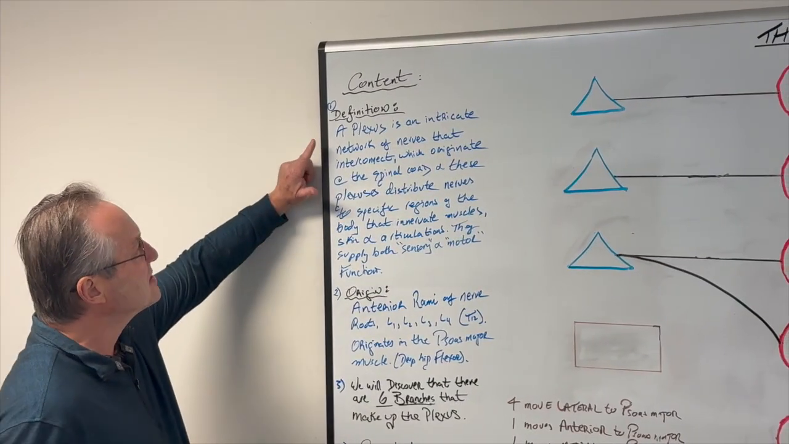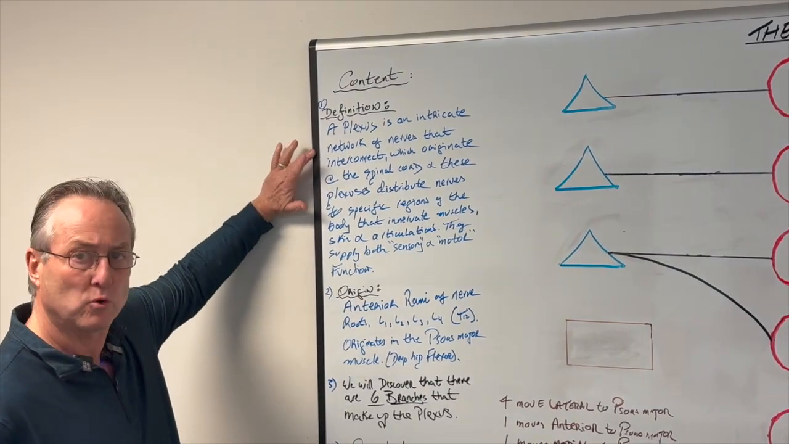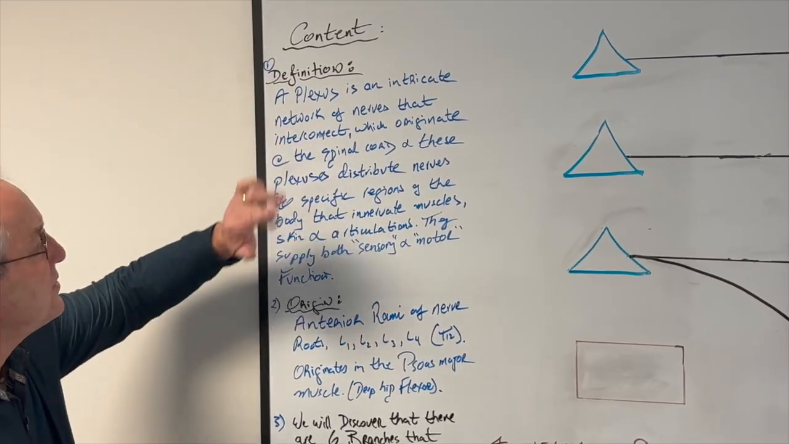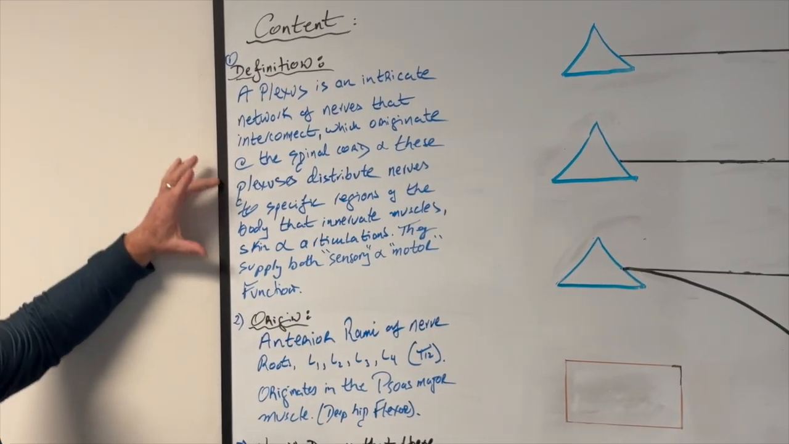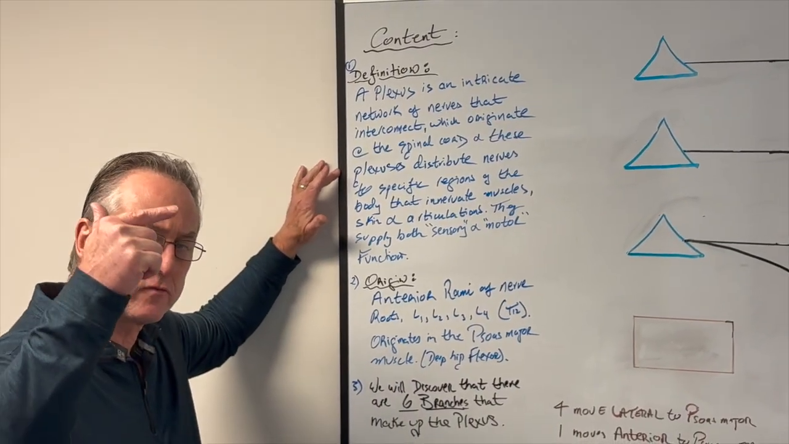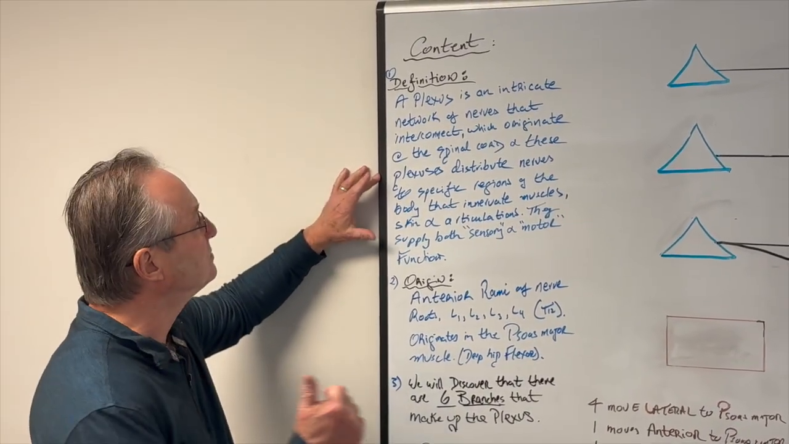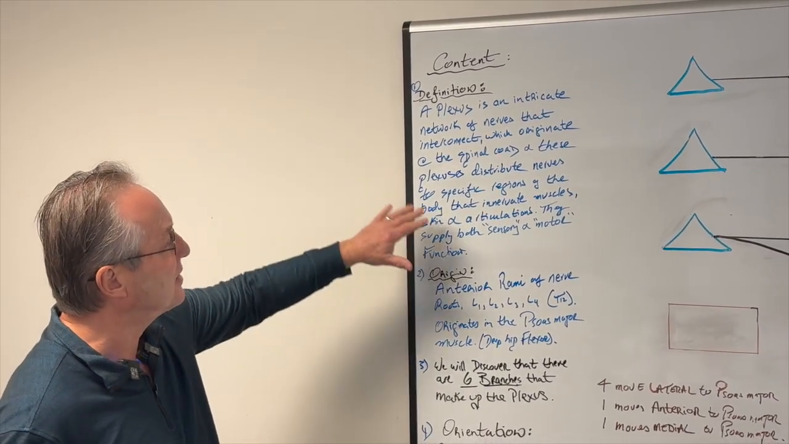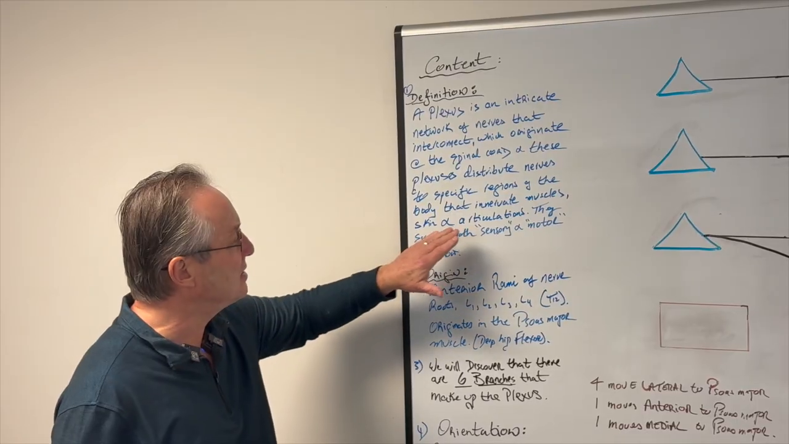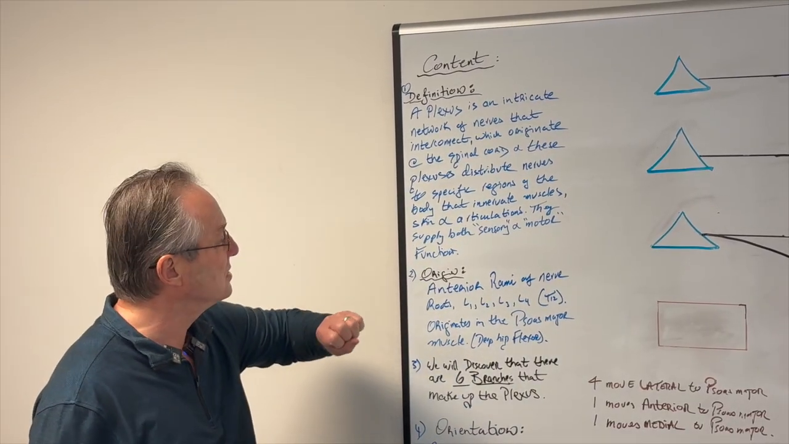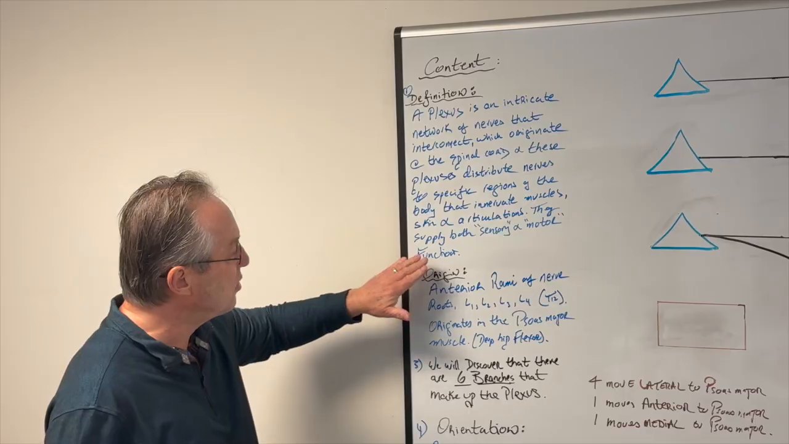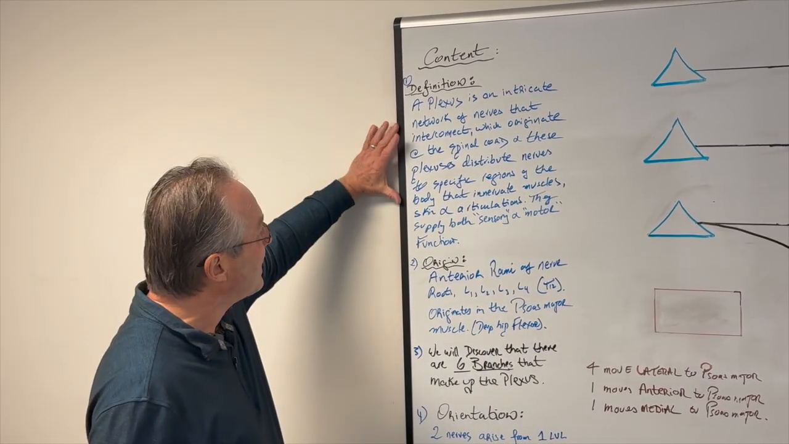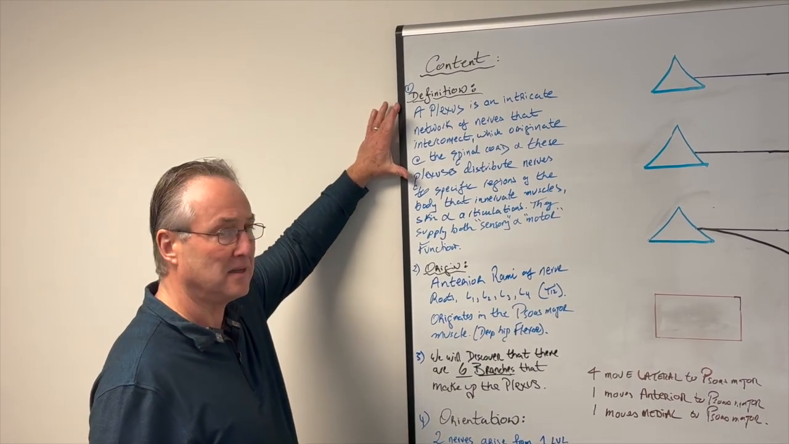Okay. So what is a plexus? A plexus is an intricate network of nerves that interconnect with each other, which originate at the spinal cord. And these plexuses, whether it's a cervical, brachial, lumbar, or sacral, distribute nerves to specific regions of the body that innervate muscle, skin, and articulations or joints. They supply both sensory and motor function to the muscles, and then also sensation to joints. So that, in a nutshell, is the definition of a plexus.